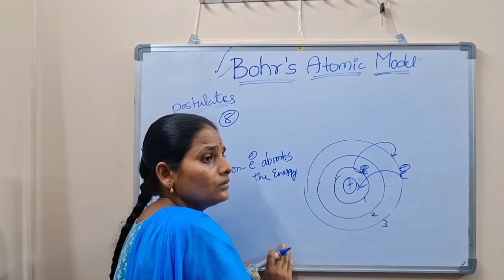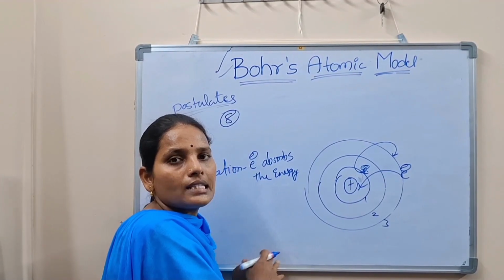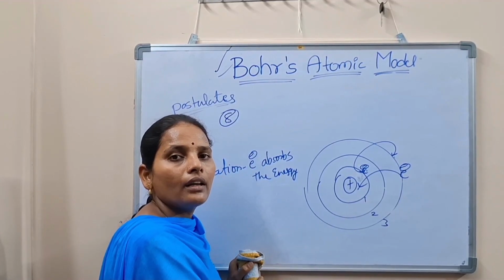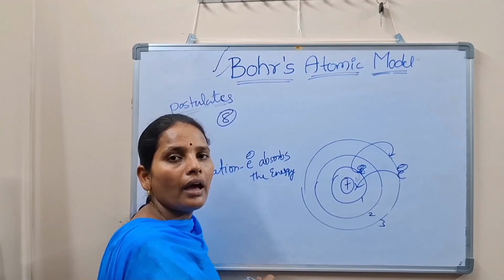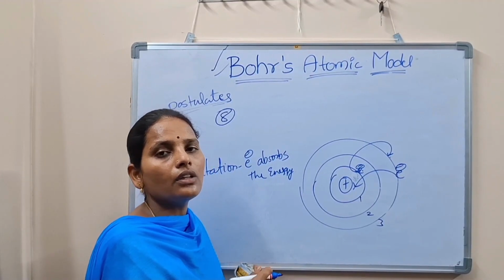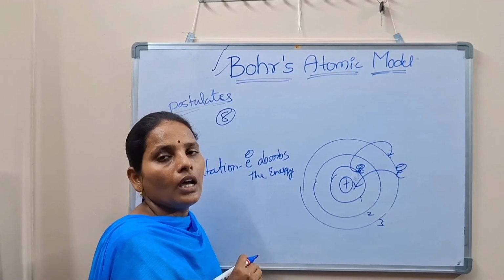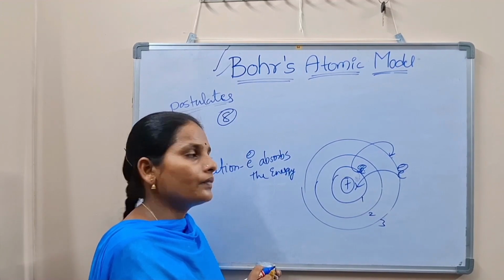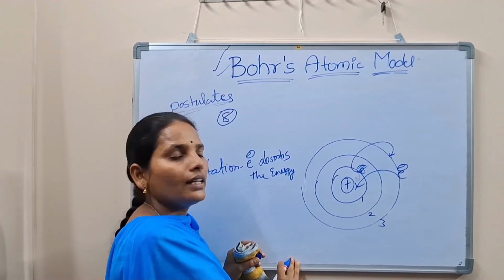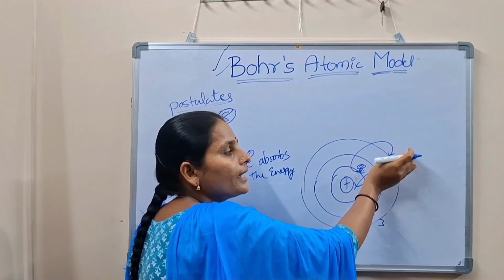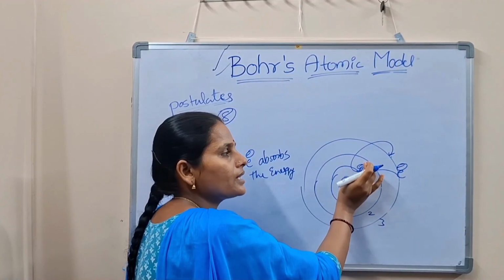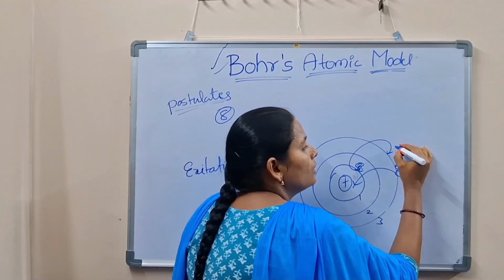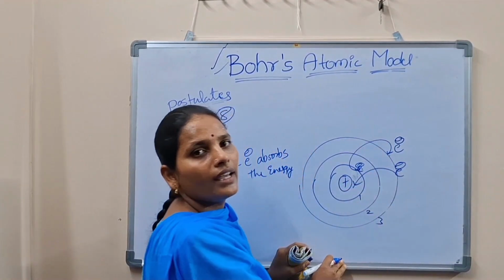For example, take a staircase. If you are on the first step and want to go upstairs, we need some energy to step to the top. Other than that, we cannot move very fast. Here the electron is also like that. For moving to higher energy levels, it takes some energy and jumps into a higher energy level.